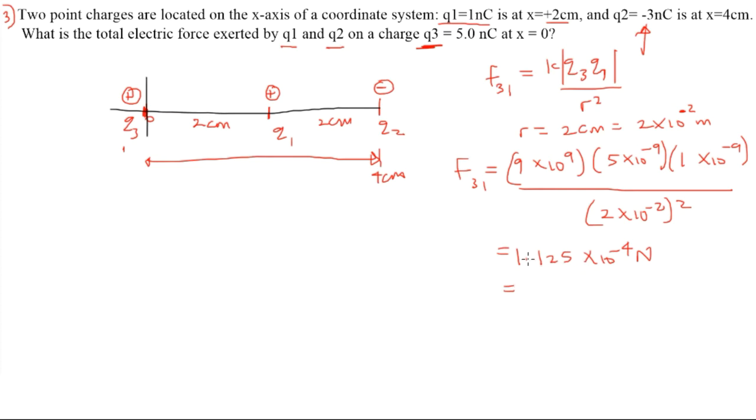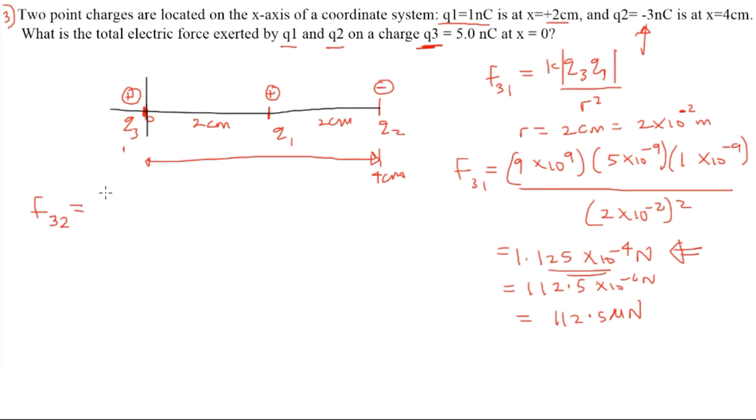And of course, I can just rewrite this by the knowledge of standard form. If you want to, we can just move it, so that it will become 112.5 × 10^-6 newton. So we can write it as 112.5 micronewton. Or if you are pleased with this, we can just go ahead and use this as the particular answer. Okay, that is our F31. Then let's find the force on charge 3 due to charge 2.